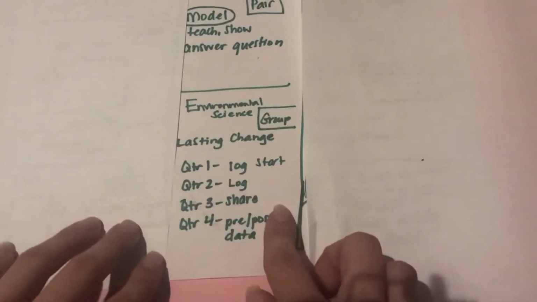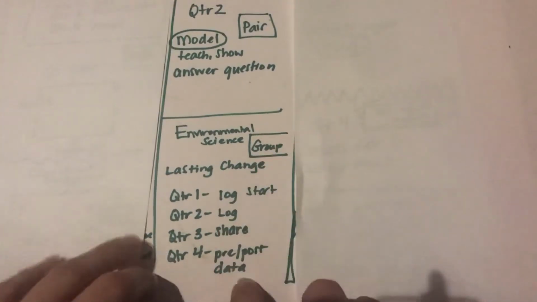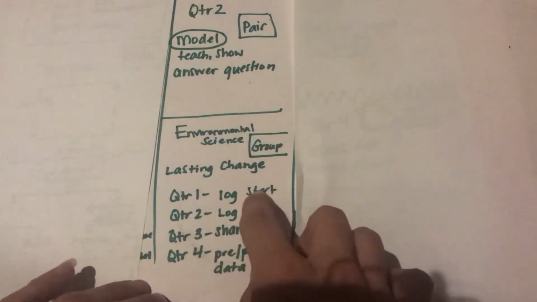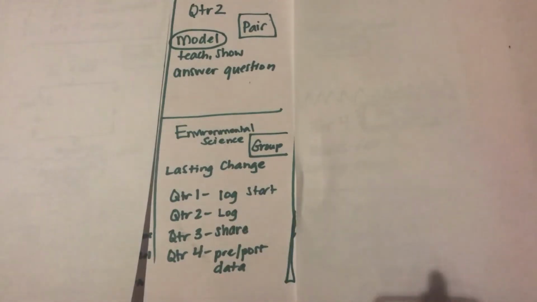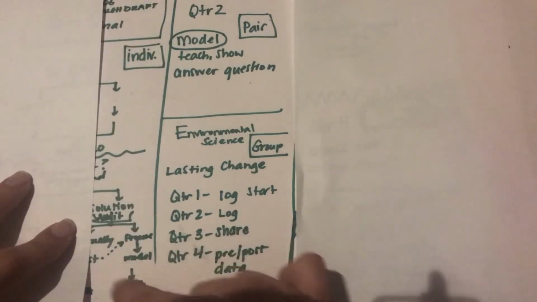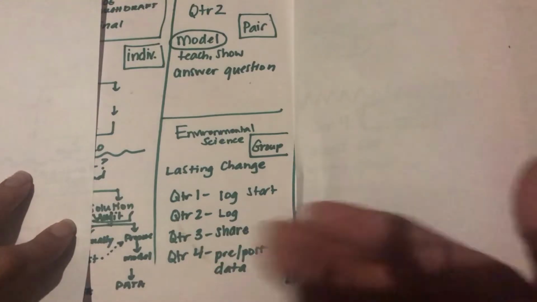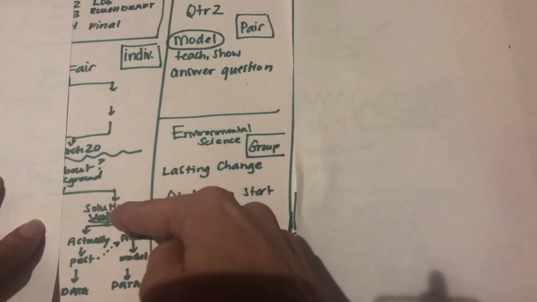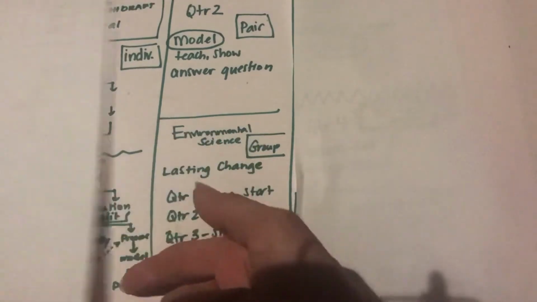If you're in environmental science, you're doing a lasting change, and that's a group project. You already started it in quarter 1. Quarter 2, you're going to get a grade on the log. Quarter 3, you'll get a grade on your log and your sharing. Quarter 4, you're going to get a grade on your log and your pre and your post data. Whether or not you complete the project, you still have to have some sort of model, some sort of data by the end of it, showing computational data, etc., showing here's our audit, here's what we proposed, whether you actually get it done or not.